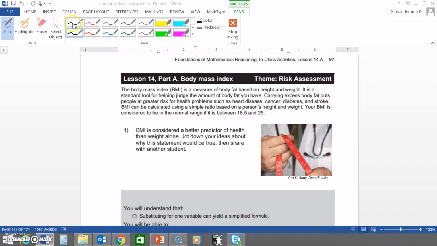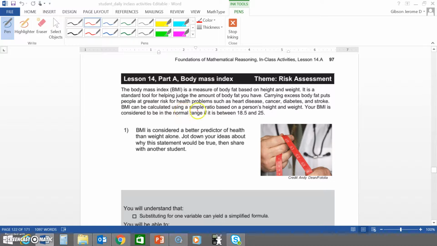Class, we're about to start lesson 14, part A, body mass index. Now, the body mass index is a measure of body fat based on height and weight. It is a standard tool for helping judge the amount of body fat you have. Carrying excess body fat puts people at greater risk for health problems such as heart disease, cancer, diabetes, and stroke.